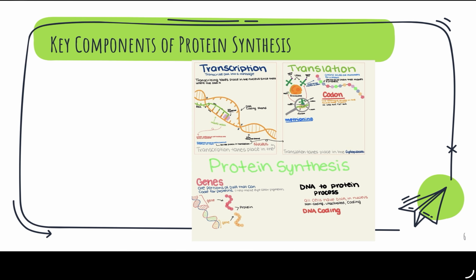Now, to conclude and review the key components of protein synthesis: DNA stores genetic instructions. Ribosomes are where proteins are made. mRNA carries instructions from the DNA. tRNA delivers amino acids, and amino acids are the building blocks of proteins.